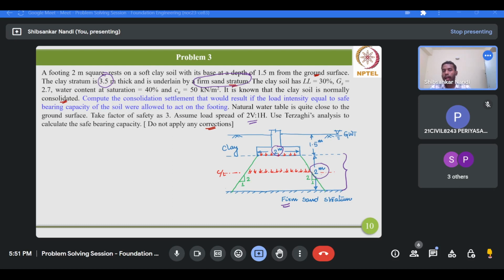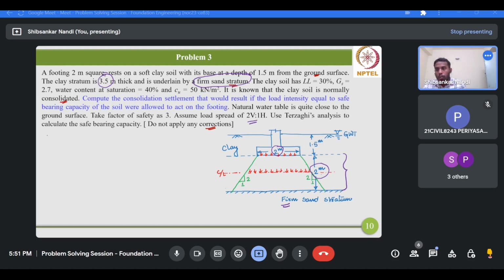Okay, and further what you have to consider is the settlement calculation without applying any correction. Since we are calculating consolidation settlement, 2 types of corrections would be valid for this scenario: first of all, the depth correction factor, and secondly the pore water correction factor. But we will not apply these corrections since it's mentioned that there is no need to apply any corrections. Now we'll start calculating the consolidation settlement for the given square footing of size 2 meter.